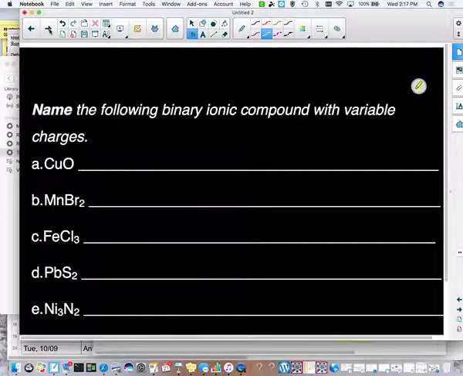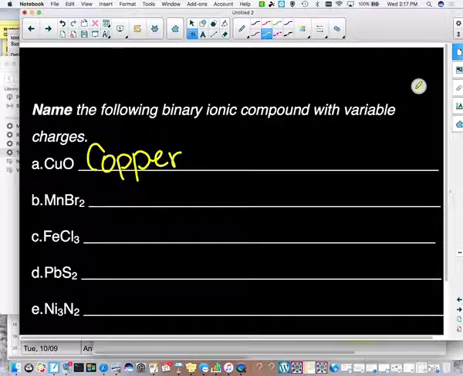Let's do these. Okay, so copper. We find copper on the periodic table. Copper is a transition metal. It's in that middle section. I need a Roman numeral. So for now, I'm just going to put in parentheses a blank spot until we can figure out what that Roman numeral is. Second element is oxygen. When it's listed second, it's oxide.